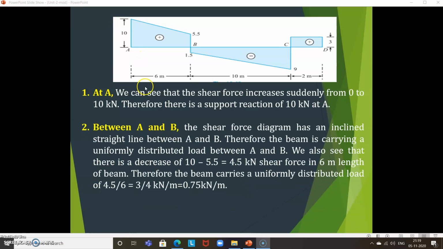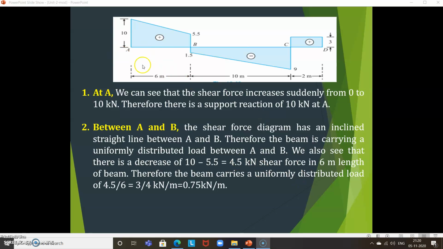Next, between A and B, the shear force diagram has an inclined straight line. Therefore, the beam is carrying a uniformly distributed load between A and B. We can also see that there is a decrease from 10 to 5.5. So we calculate 10 minus 5.5, which is equal to 4.5.